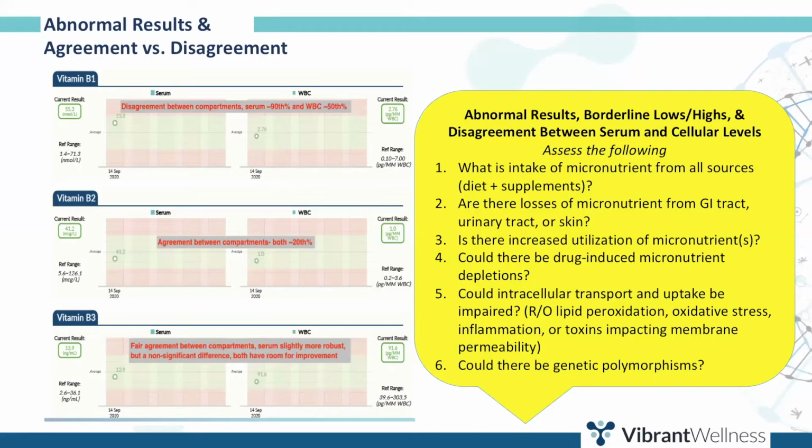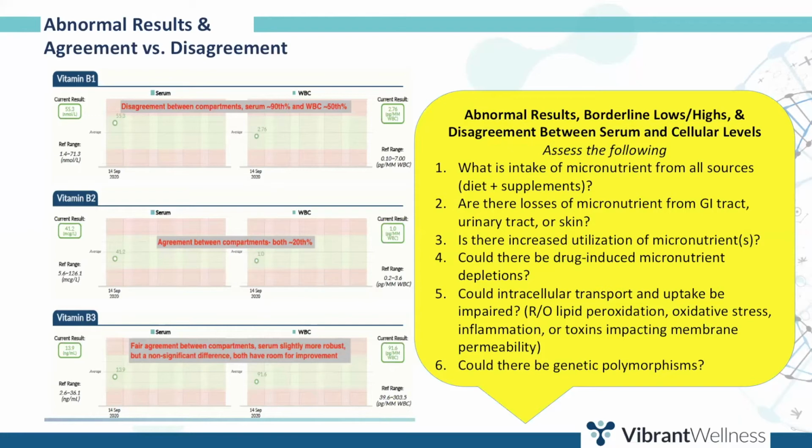When you have abnormal results, or when you're comparing agreement and disagreement between compartments, you really want to ask yourself 6 questions in assessing. The first question is, what is the intake of micronutrient from all sources, from your diet and from supplements? So what is the intake? The second, are there losses of the micronutrient? What are the losses of this micronutrient, either from the gastrointestinal tract or the urinary tract or skin?